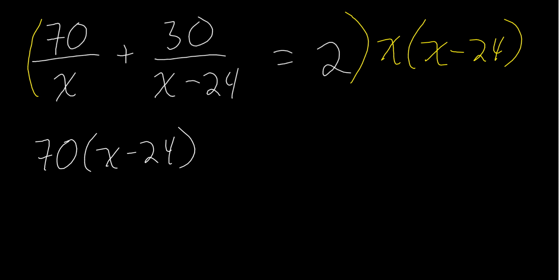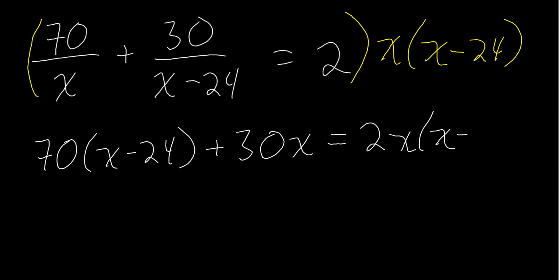And then plus, I distribute here: my x minus 24 is canceled, so I've got 30x. And that is equal to 2x times x minus 24. Let's distribute on the left side: 70x, and then 70 times 24. Well, 70 times 10 is 700, 70 times 20 is 1400, 70 times 4 is 280, so it's minus 1680.